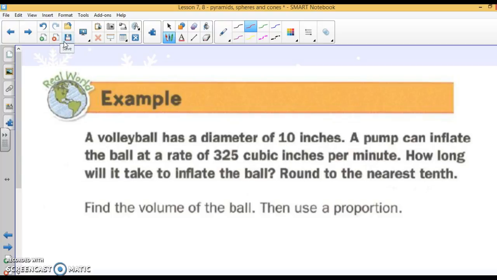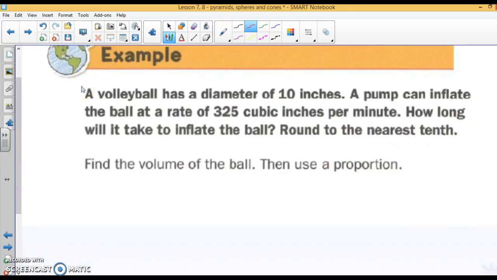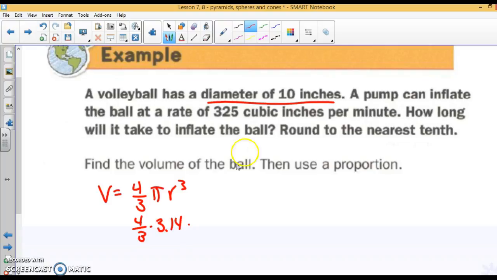All right. A volleyball has a diameter of 10 inches. A pump can inflate the ball at a rate of 325 cubic inches per minute. How long will it take to inflate the ball? Well, first thing we need to do, find the volume of the ball. So, volume, and it's going to be a sphere, 4/3 pi r cubed. So, 4/3 times 3.14 times the radius, which is going to be 5. You will get your volume is 523.3 cubic inches.